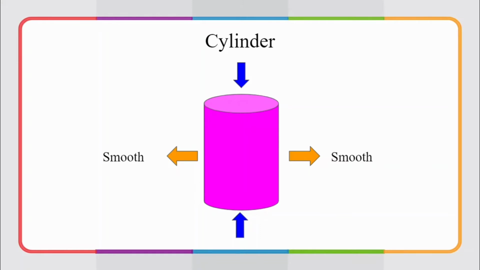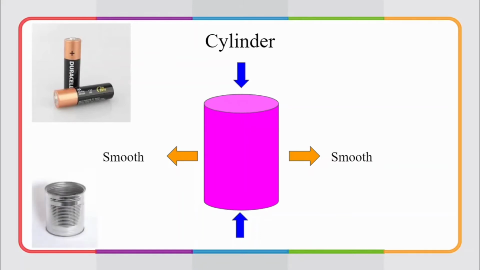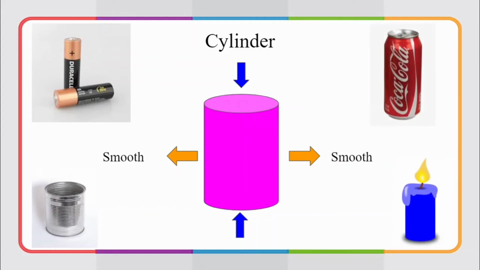For example, a battery. Here you can see it has a circle on the top, a circle on the bottom, and is smooth all around. In the same way, we can take a glass, a candle, and a can as an example for a cylinder's shape.